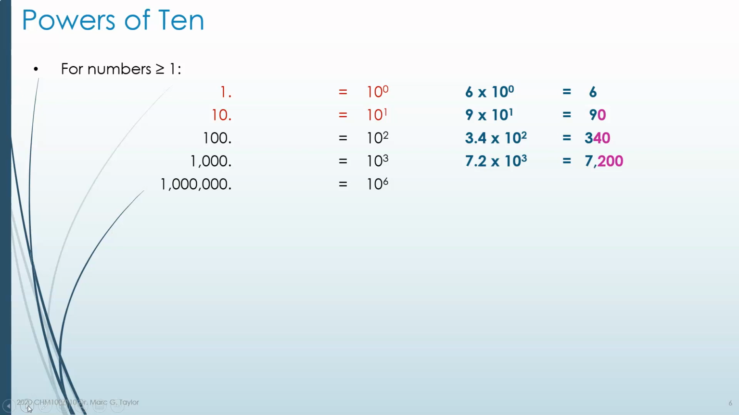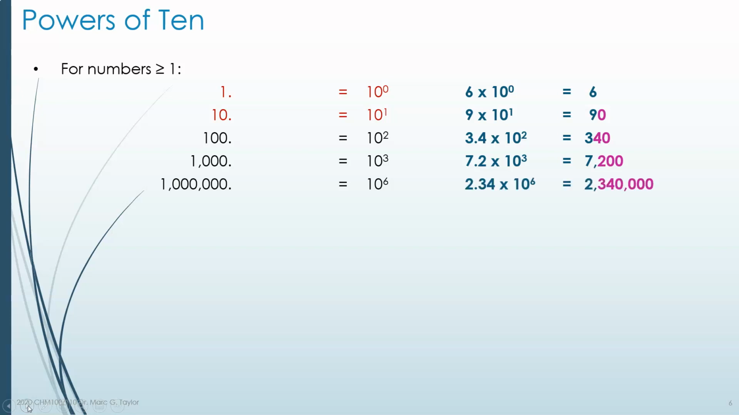And you'll notice that in each of these cases, with powers of 10 that are 0 or positive, the value of the power of 10 is simply a 1 with that number of zeros following it. So 10 to the 0 power is simply 1 with no zeros, or 1. 10 to the 1 power is 1 with 1 zero. 10 to the 6 power is 1 with 6 zeros, or a million.